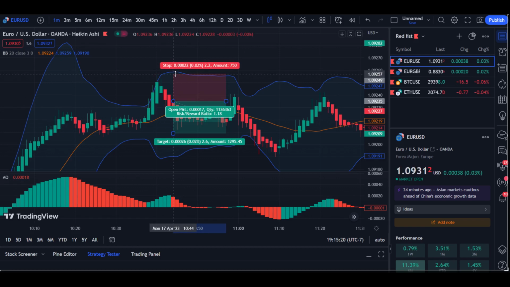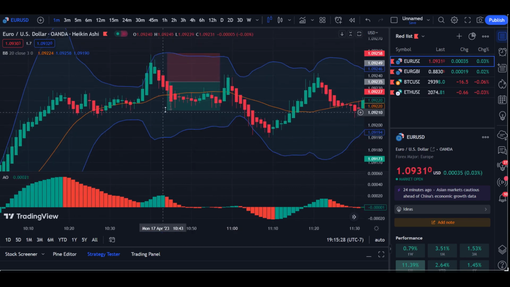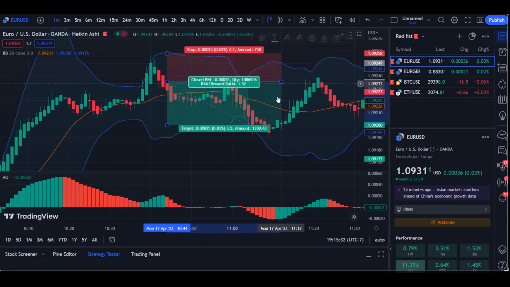We're going to set the stop loss either by the Bollinger Band or the most recent swing high. Our first take profit is going to be at the 1 risk-reward ratio, and then I'll take the remaining profit at the 1.5 risk-reward ratio.